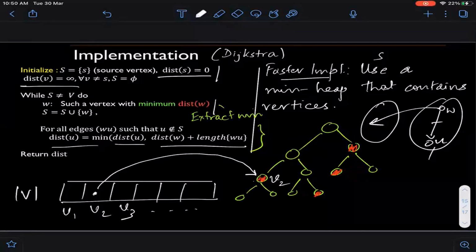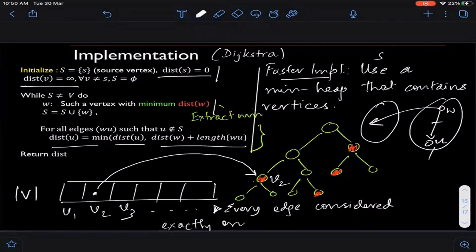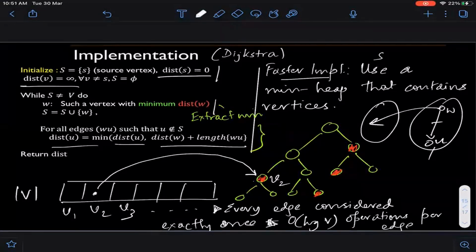So every edge is considered exactly once, plus order log V operations per edge. Okay, so this gives us the E log V runtime that we have claimed.